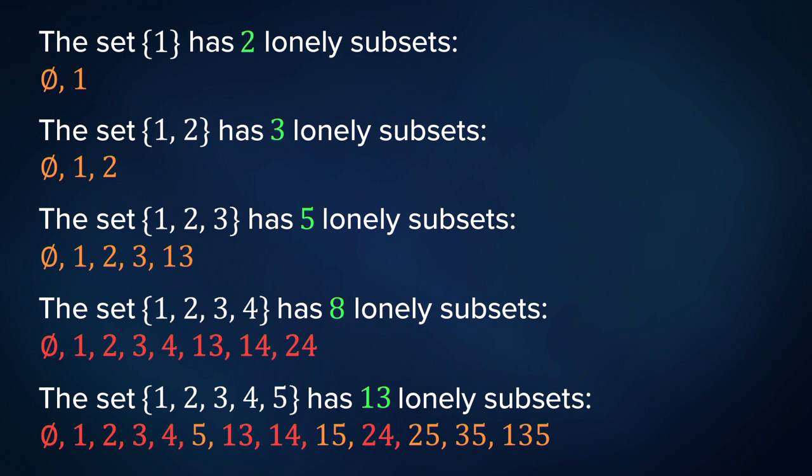Okay, now how many do contain the number 5? Well, in order to be lonely, it can't contain the number 4 because 4 and 5 are neighbors, so it has to be attached to a lonely subset of {1, 2, 3}, and we've seen that there are 5 of those. In other words, the lonely subsets of {1, 2, 3, 4, 5} consist of the lonely subsets of {1, 2, 3, 4}, along with the lonely subsets of {1, 2, 3} with the number 5 attached to them. Hence, it must contain 8 plus 5, which is 13 lonely subsets.